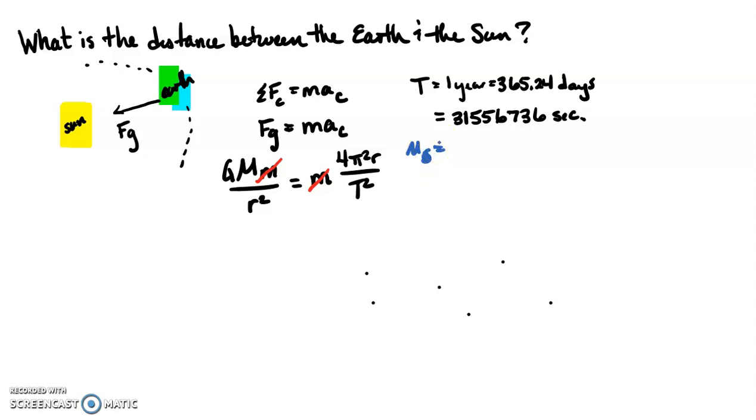I said Sun. You heard me. I said Sun. Don't rewind this tape. Mass of the Sun is 1.99 times 10 to the 30th kilograms.